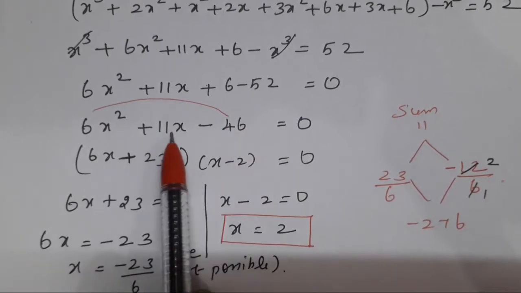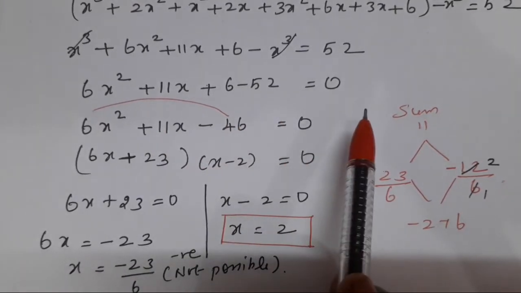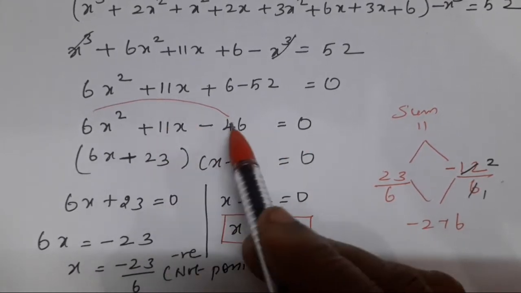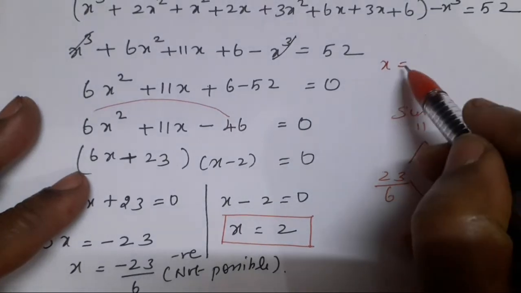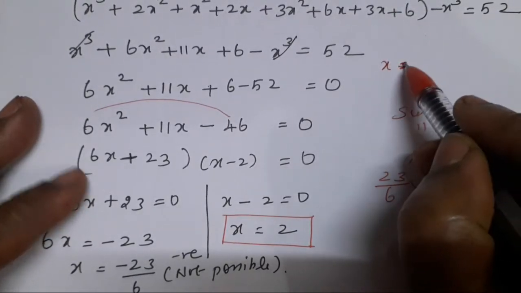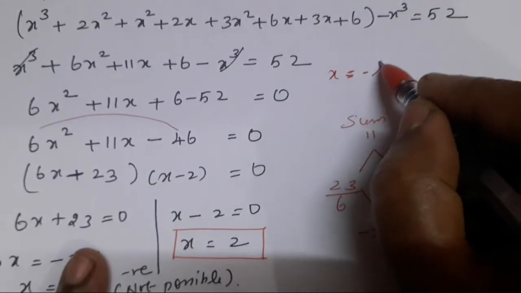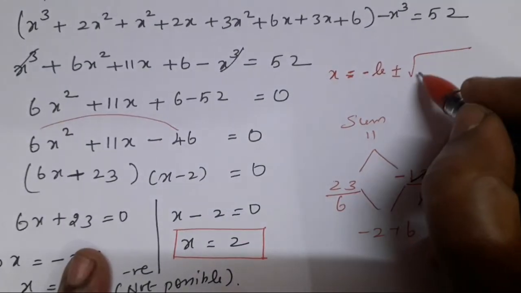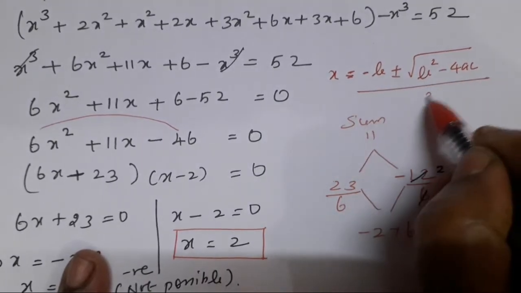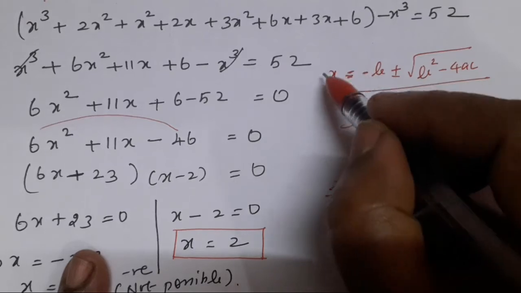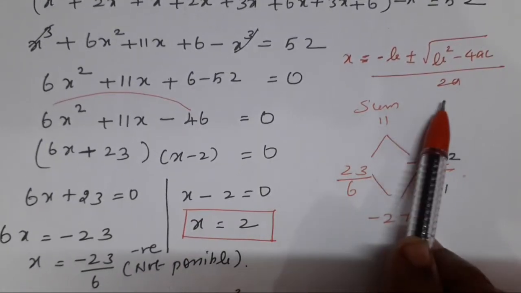Either apply the formula method. What is the formula method? x is equal to minus b plus or minus root of b square minus 4ac, divided by 2a. So if you want to find the value of x, either apply the formula, otherwise apply the sum and product method, the factorization method. This was also studied in the 10th standard. Either apply the formula method or the factorization method. I do it by the factorization method.